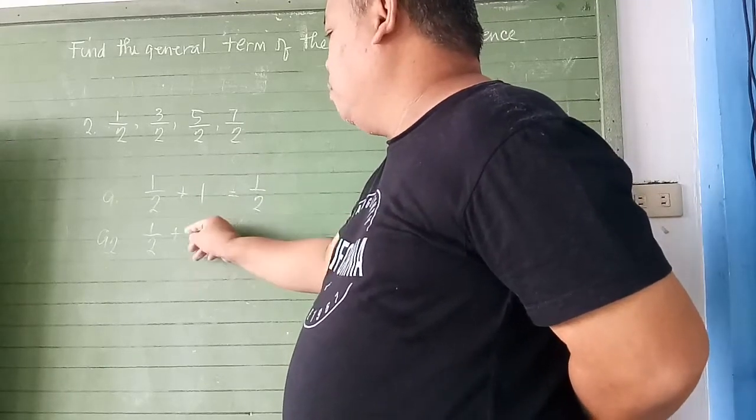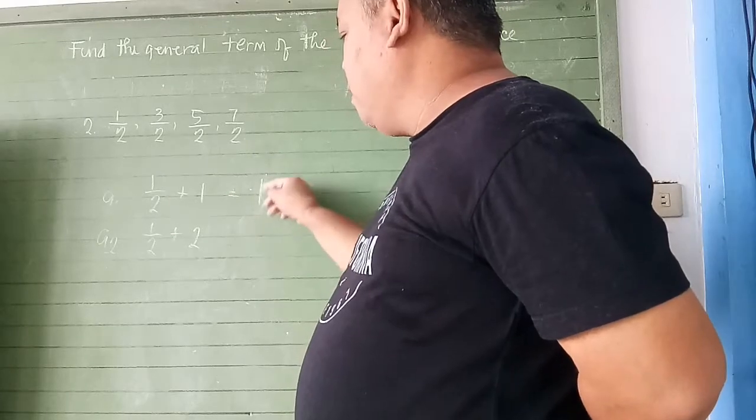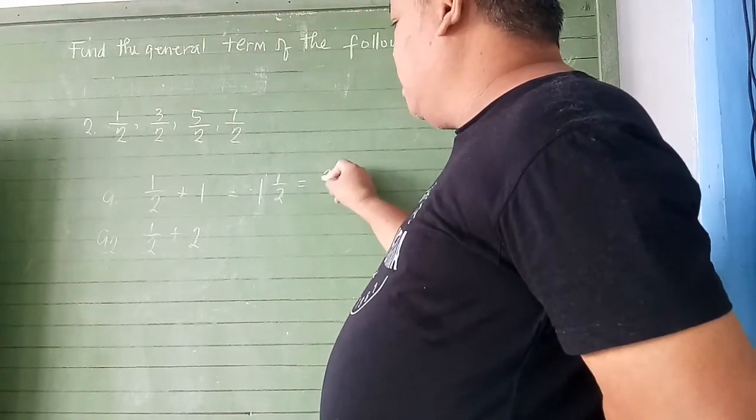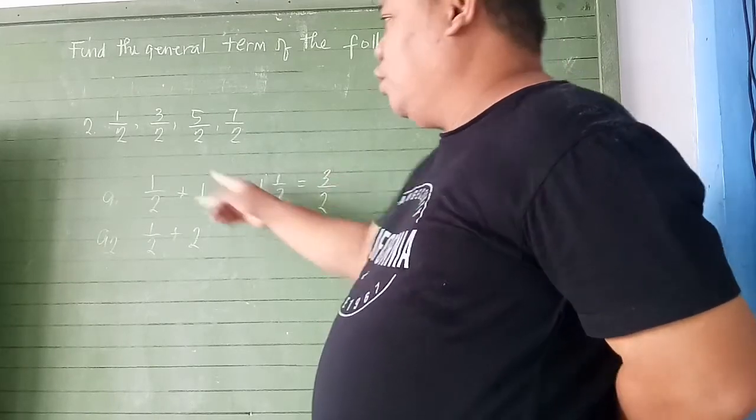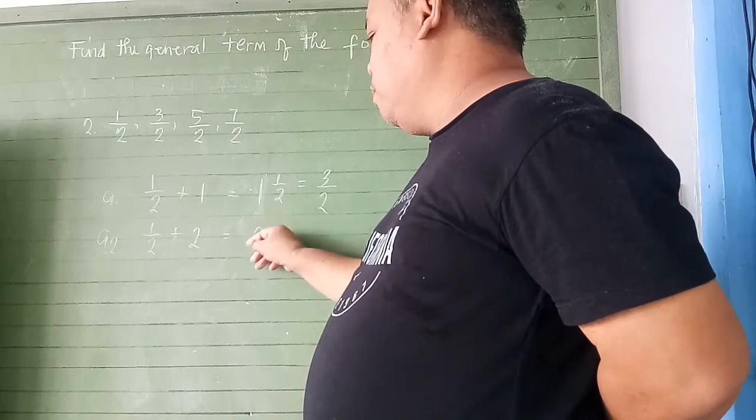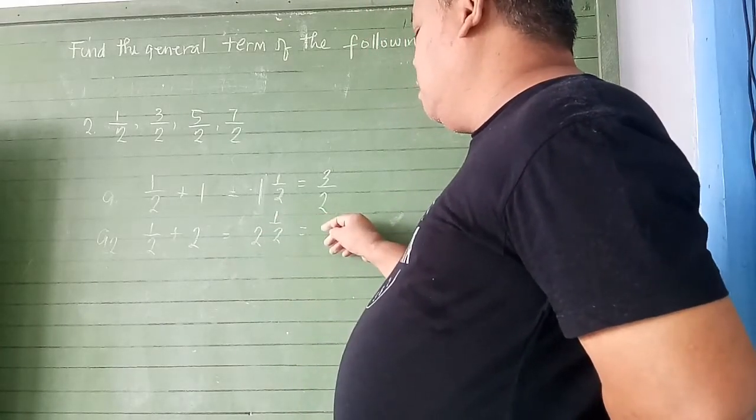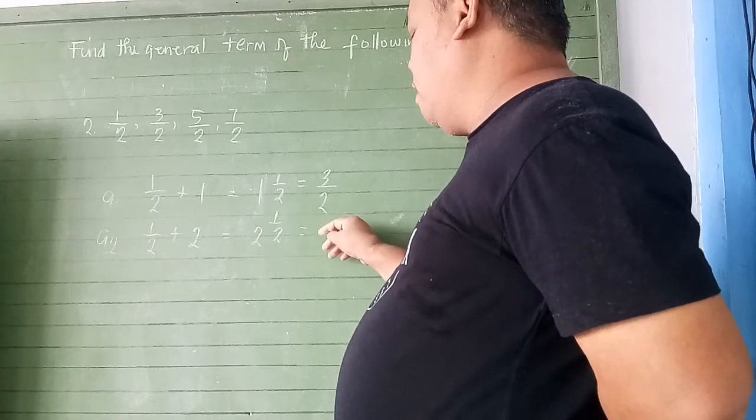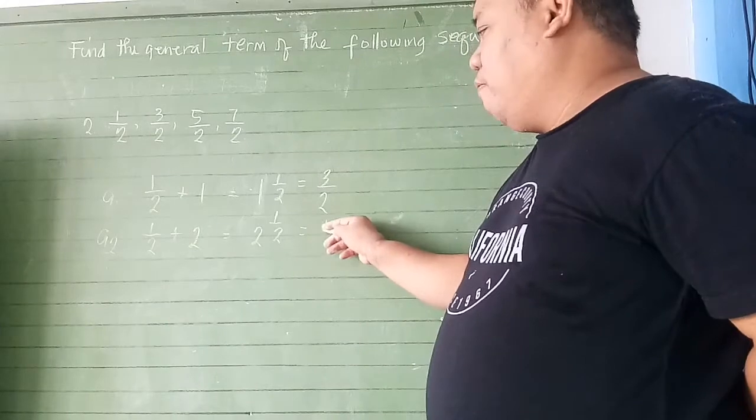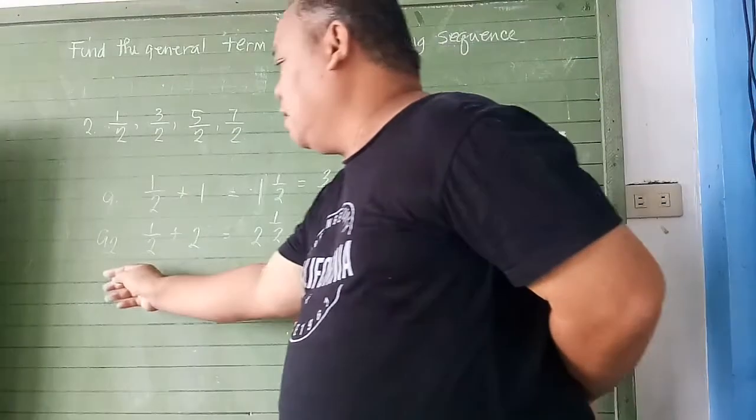Tapos ito magiging 2. So this will give us, if you add this one, we have here 1 and 1/2. So this is 3/2. So ito na yun. Next, if this is 2, so this will become 2 and 1/2. If we're going to make this an improper fraction, it will become 5/2. What about a sub 3?